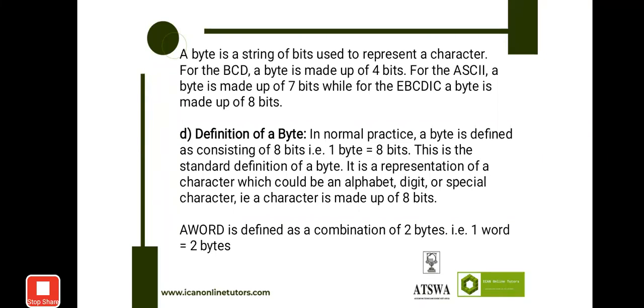So D, definition of a byte. In normal practice, a byte is defined as consisting of 8 bits. That's 1 byte is equal to 8 bits. This is the standard definition of a byte. It is a representation of a character that could be an alphabet, digit, or special character. That is, a character is made up of 8 bits. So a word is defined as a combination of 2 bits. That is, one word is equal to 2 bits.